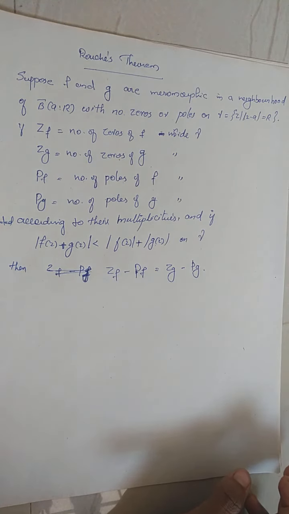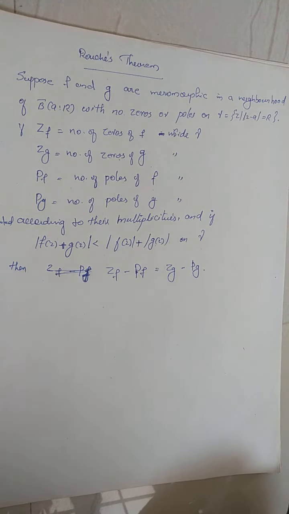So today our topic is Rouche's theorem. So what does Rouche's theorem say? Suppose we have two meromorphic functions. Meromorphic functions means they are analytic except at their poles. So these functions are analytic except at poles.